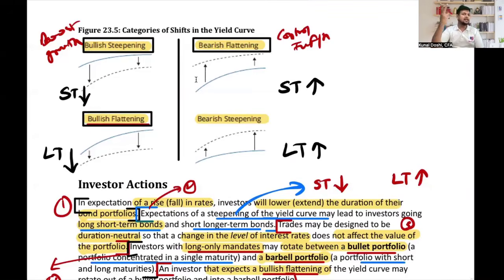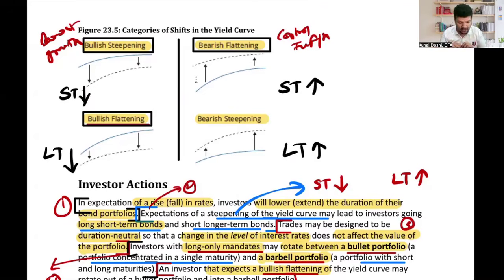Now, this is what I discussed in the class: the shape is normally upward sloping. But when I say bullish steepening, it means it will further steepen. Bullish steepening means it's a positive thing. This happens when the short-term yields go down, and the curve will be much steeper. But if the steepening were because the long-term yields are falling, can it steepen? No, it will rather become flat.